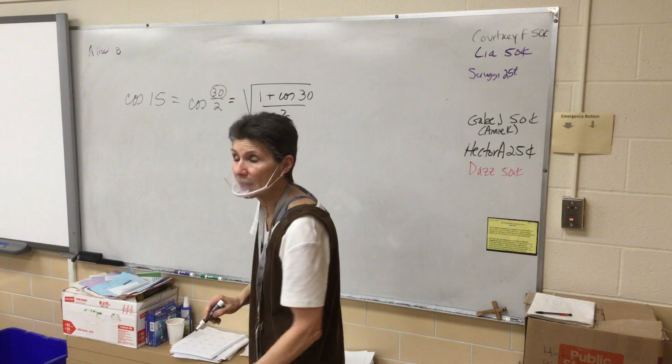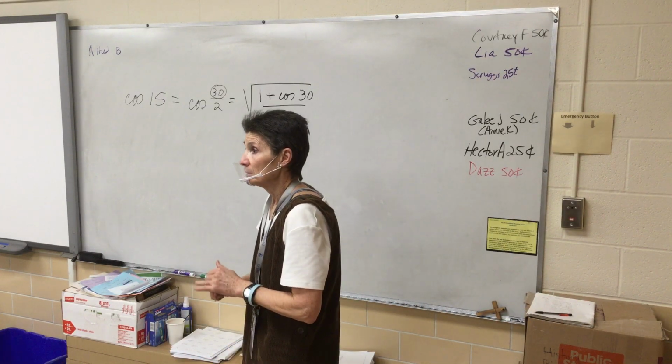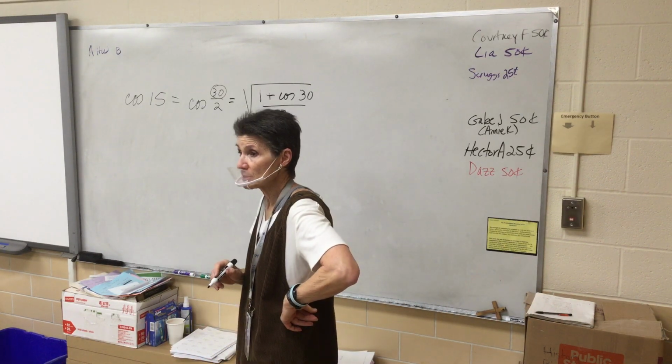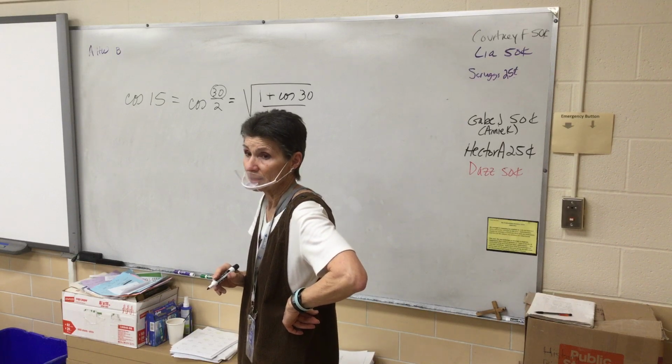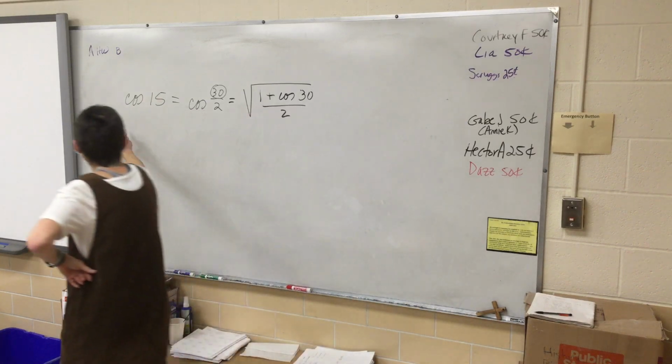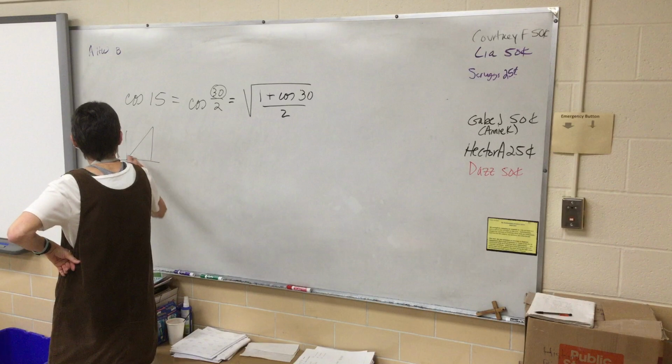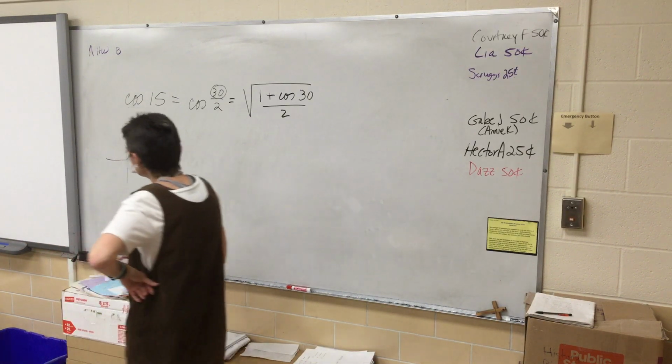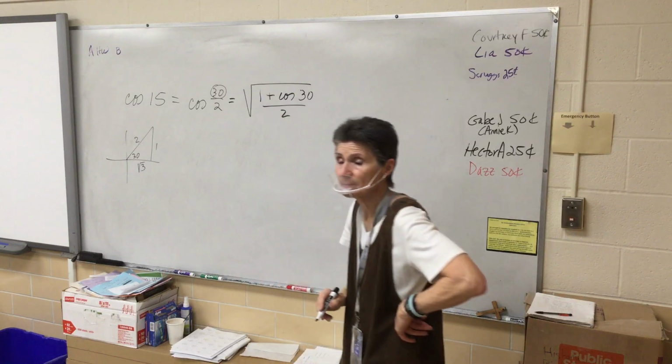Well, guess what I need to do now? I need to find the cosine of 30. Well, I know how to do that. 30. You might have it memorized. If not, you can just draw it over here to the side. What's the cosine of 30?